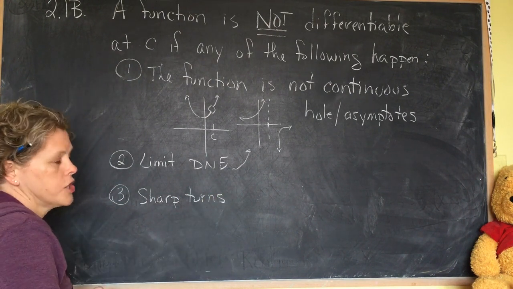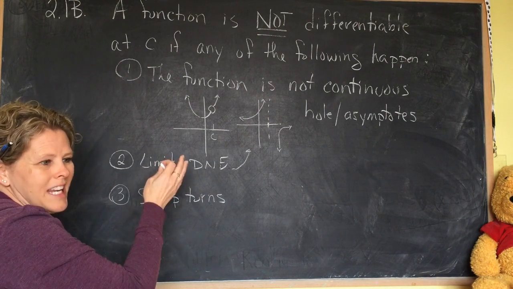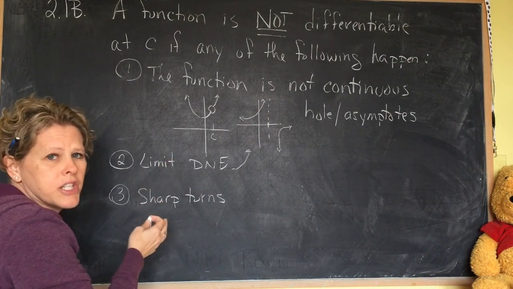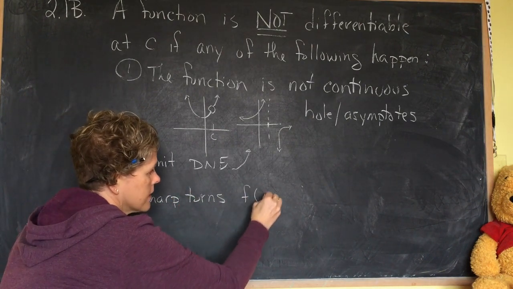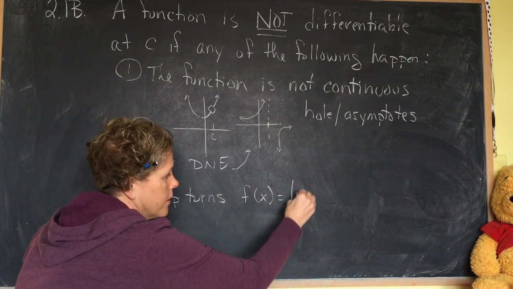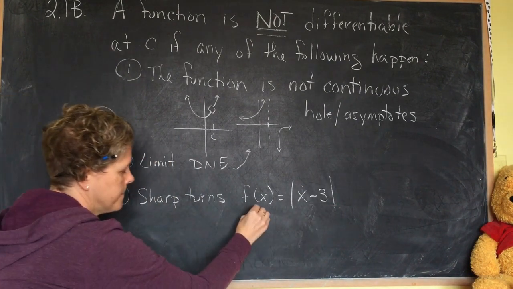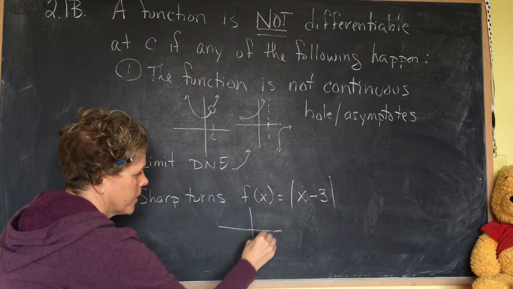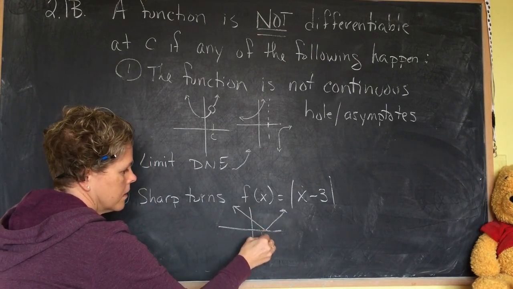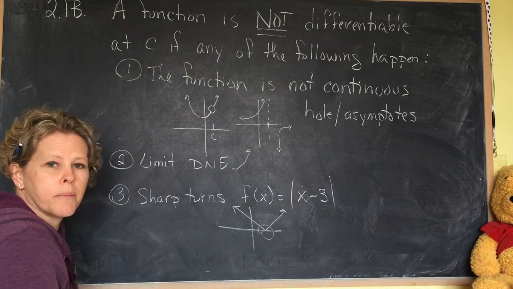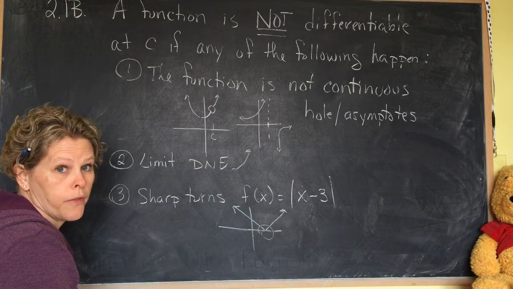The third one is anywhere there is a sharp turn. Again, a derivative is the slope of the tangent line, and you can't draw a tangent line at a sharp turn. What I mean by that is something that looks like this: f of x equals the absolute value of x minus 3. If I were to graph that, it would look something like this. And right there, there's your sharp turn. So at 3, we can't take the derivative because there's a sharp turn there.